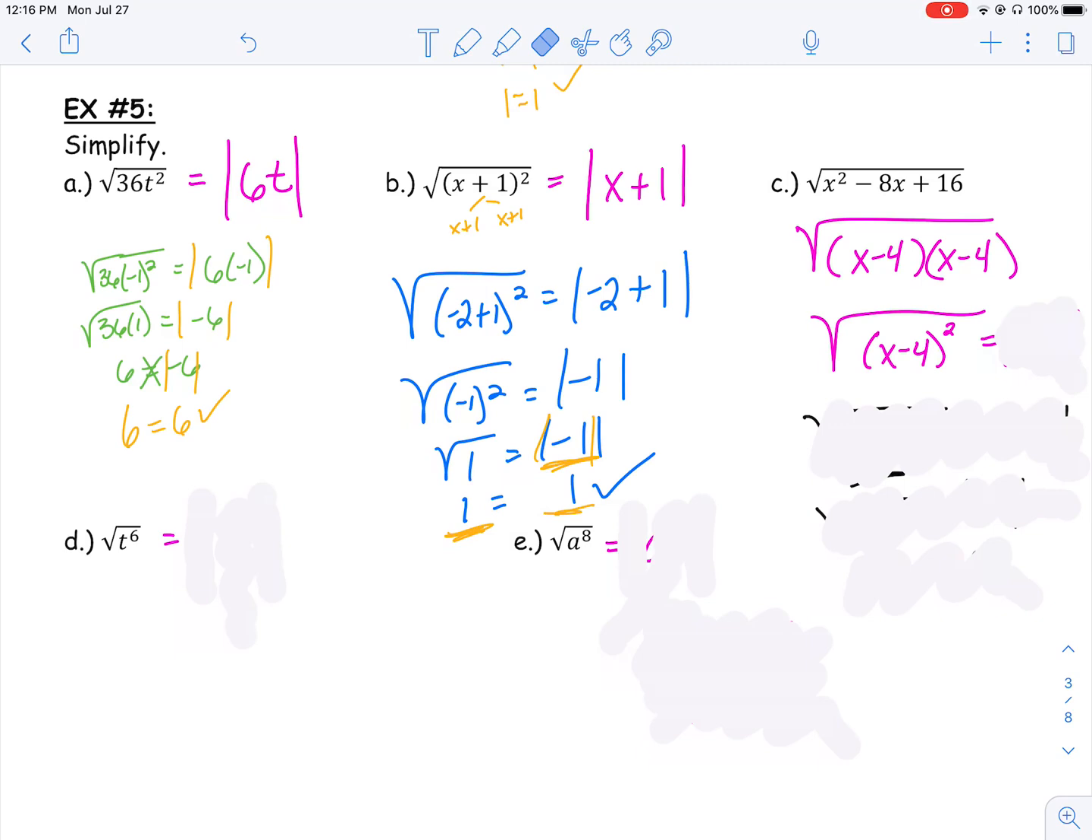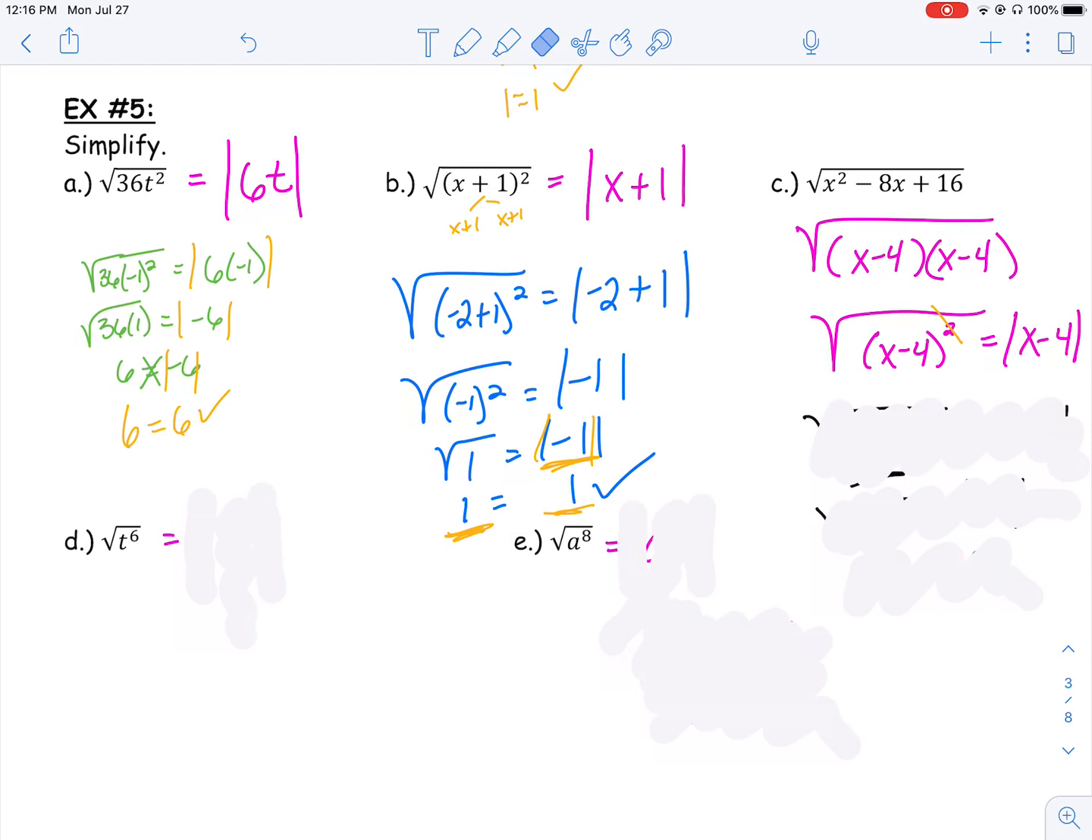And so now it actually looks like the form that we've been talking about, the square root of something squared, right? And we should be able to say that the square and the square root kind of reduce each other out. You're squaring to then square root. And so I end up with an x minus 4. But do I need absolute values?